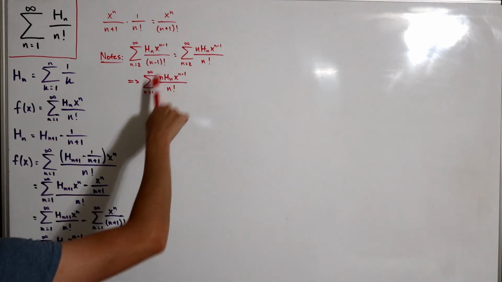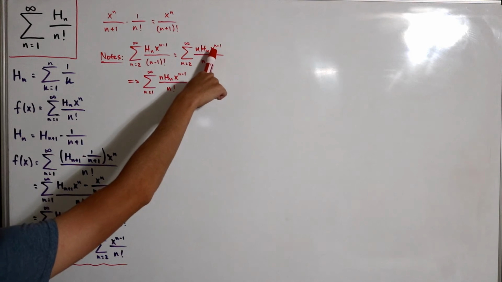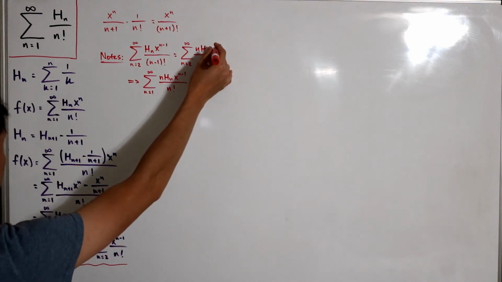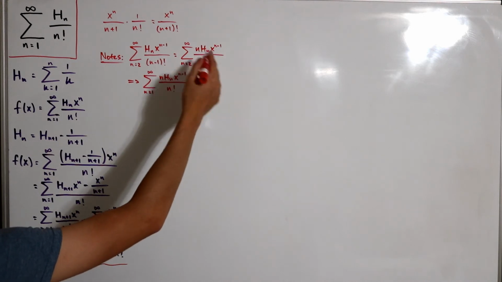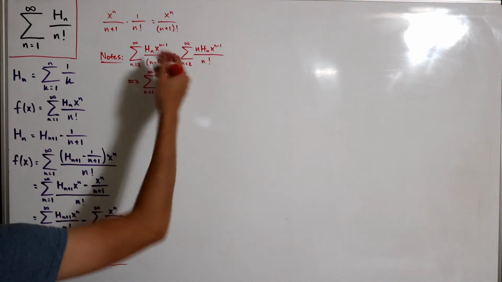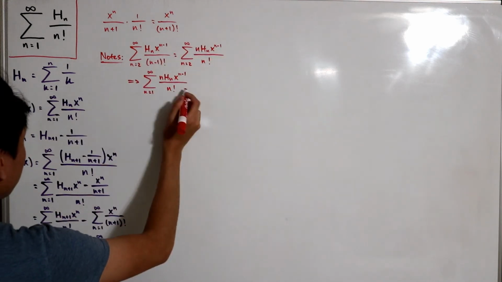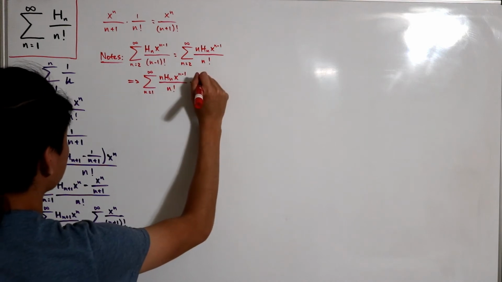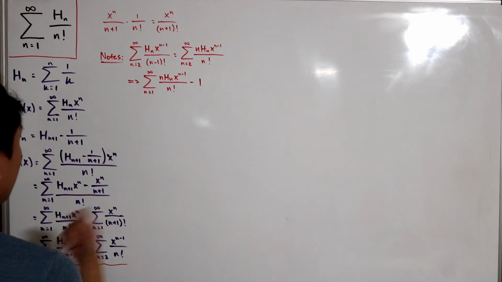So if I set n equal to 1 and plug it in, then it's just x to the power 0, that's just 1, then h sub 1 is just 1, so the whole thing just becomes 1. I would have to subtract this, and then we get minus 1 over here. Alright, so that's the first note.